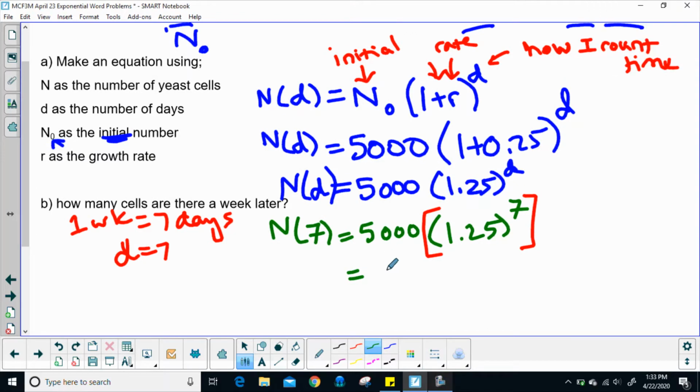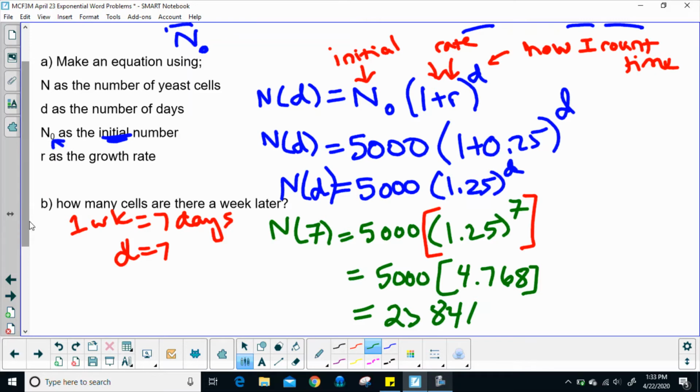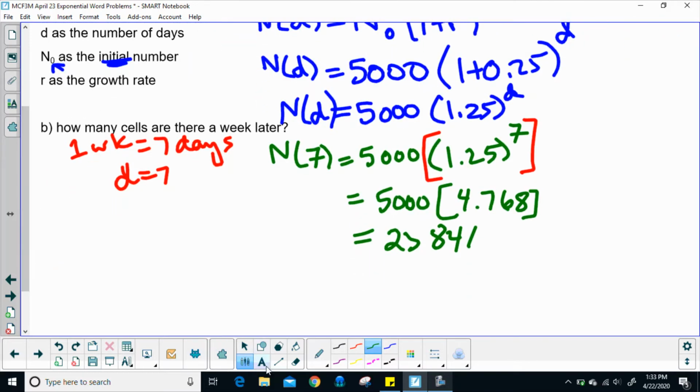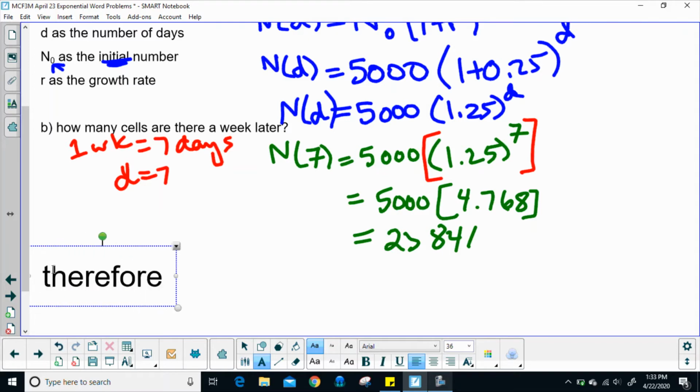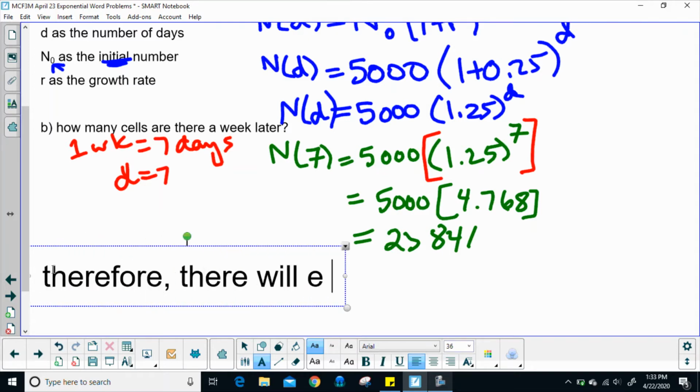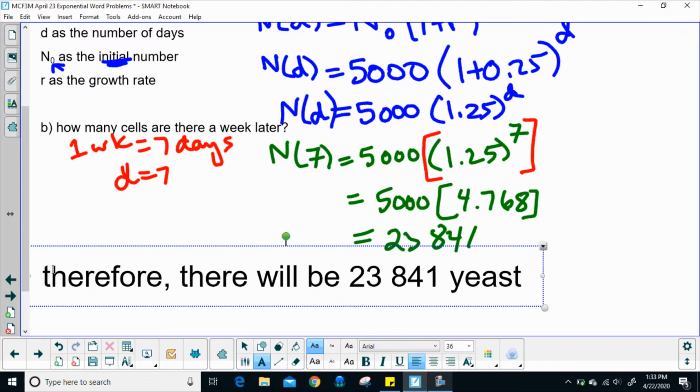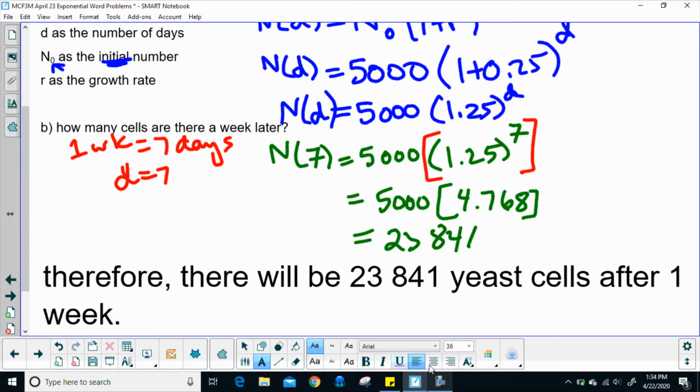So you end up with 5,000 times, what's that, 4.7, oh my goodness, that's a big number, 4.768 times that by 5,000, and you get approximately 23,841. And because this is a word problem, we should always finish off with a therefore statement. So, therefore, there will be 23,841 yeast cells after 1 week. Very good.